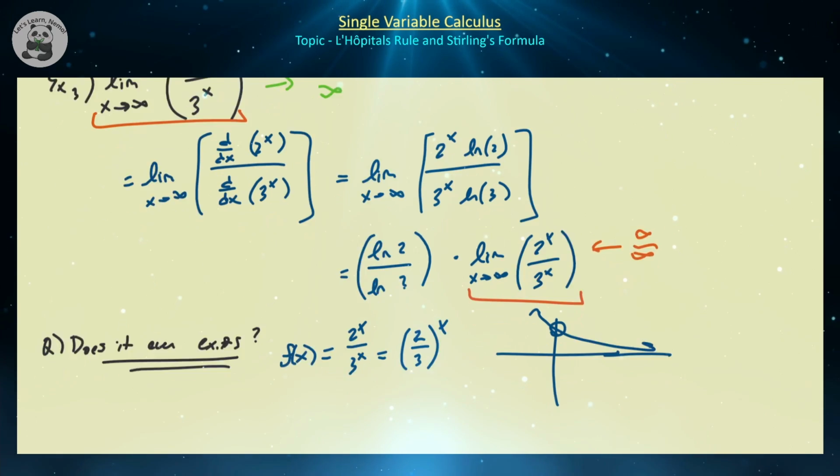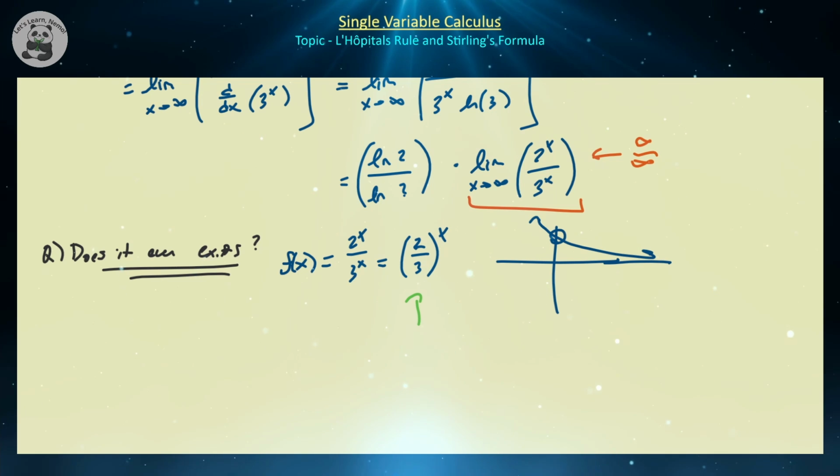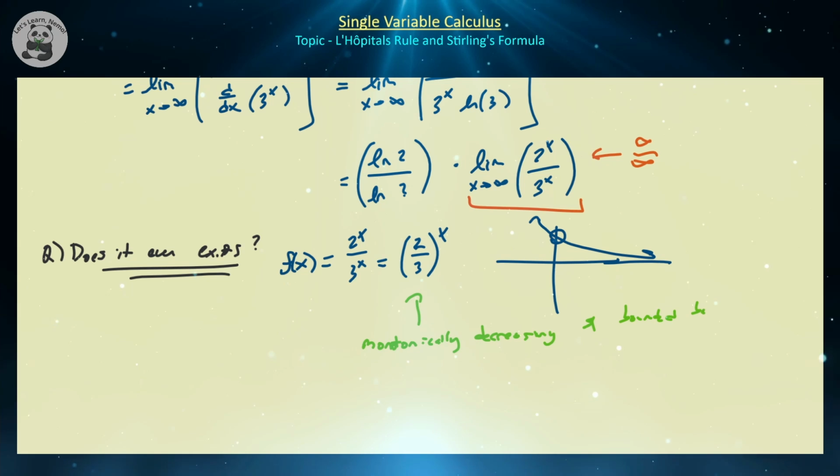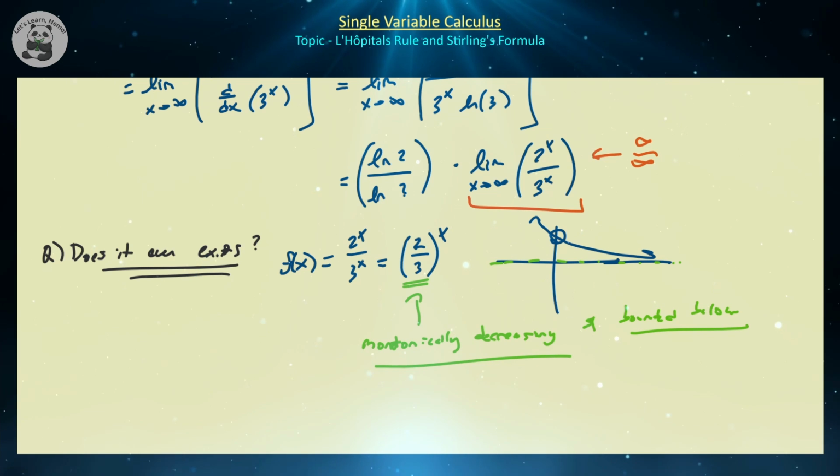So this function is monotonically decreasing, i.e. always decreasing, and it's bounded below. Because notice that this is always a positive number, therefore 0 is a lower bound for that particular function. And one can show that if you have a function that is bounded below and it's monotonically decreasing, then the limit of that particular function exists, right?